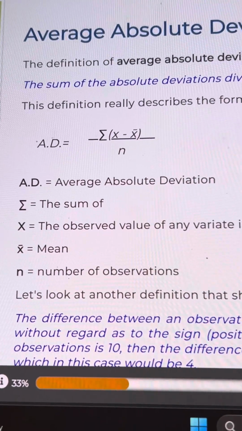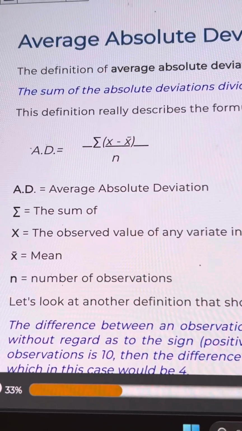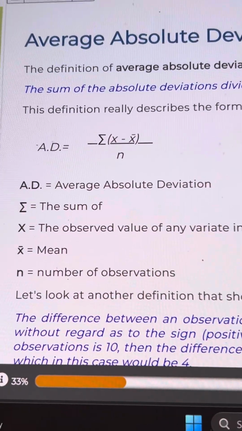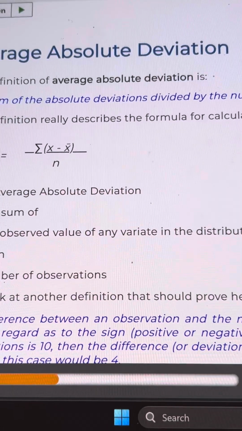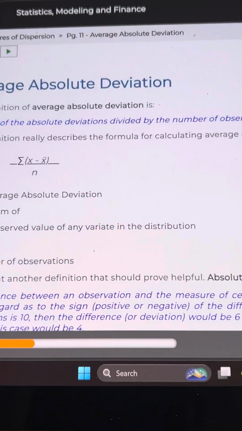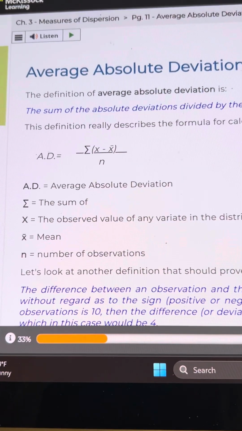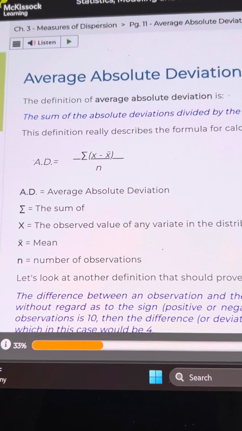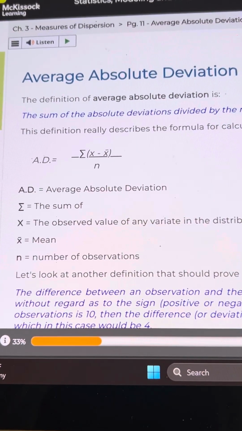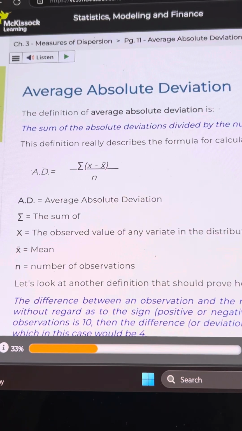That Greek-looking E, sigma, stands for the sum of. X stands for the observed value of any variate in the distribution. The X with a line on top of it, x-bar, stands for the mean. And N stands for the number of observations.